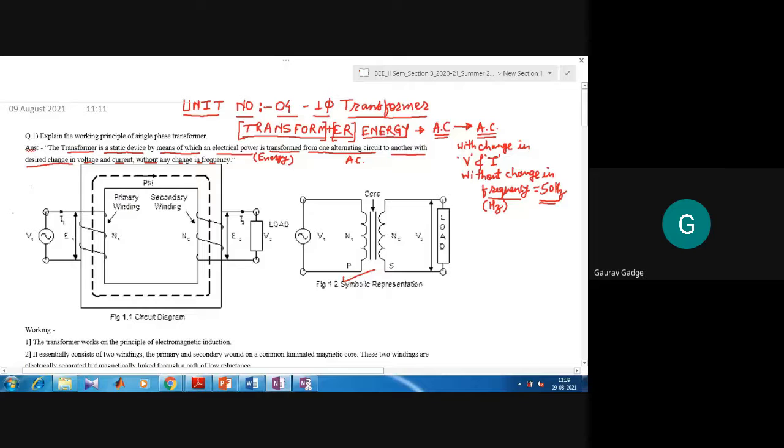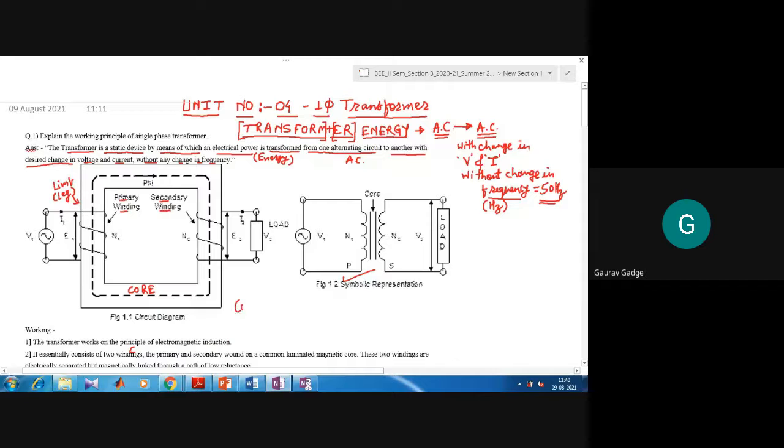Now what does this device have? This device has a primary winding and a secondary winding, and that winding is wound on the limb of the core. Limb, L-I-M-B. That limb is also called a leg, L-E-G, legs. Like we stand on our two legs, right? So these are nothing but the legs of the core, and this is called the core.